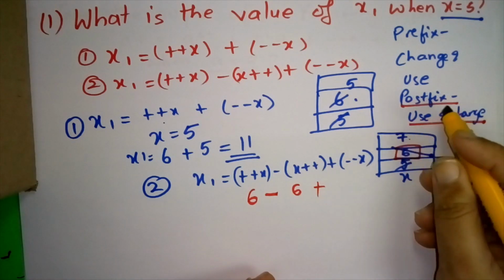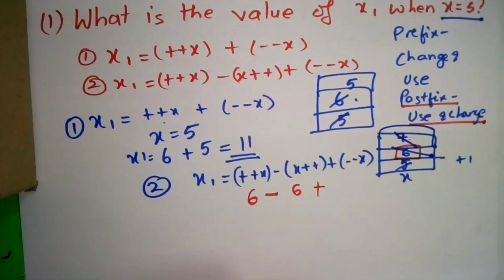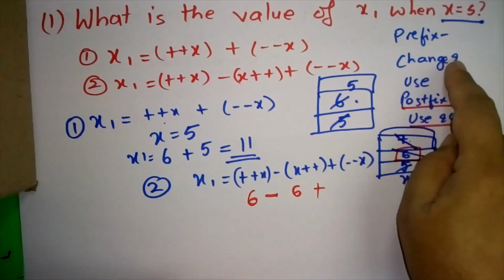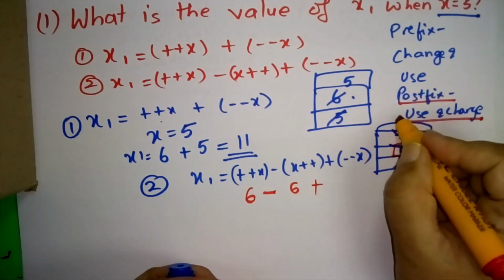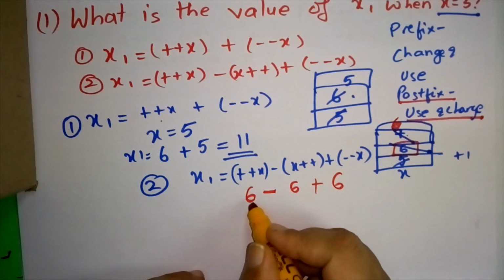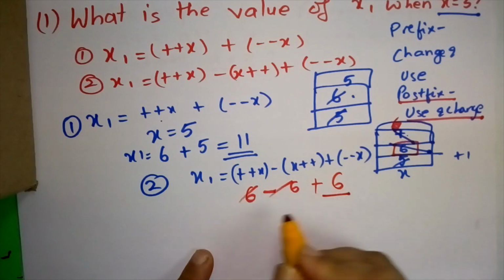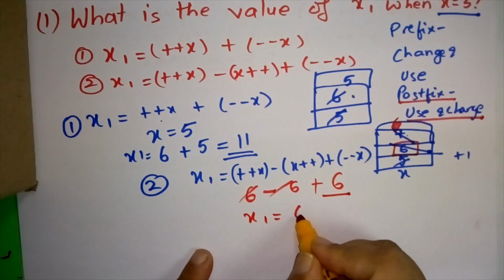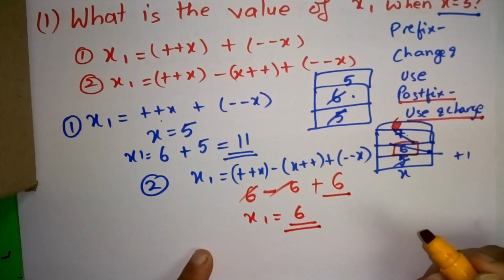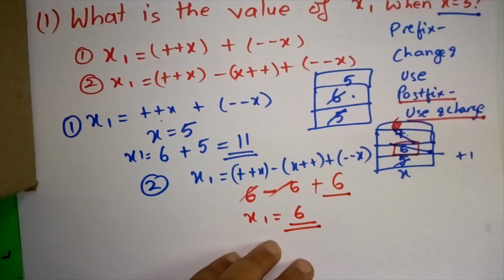So what is this 7 now? This 7 has now changed to, it's a minus. So again it is a prefix. So it is change and use. So this would have changed to 6. So this 6 I need to put here. So here it is 6 and 6 goes, and you are left with the value 6. So the value of x1 here will be 6. Okay, hope you understood this. Let us go to the next problem.